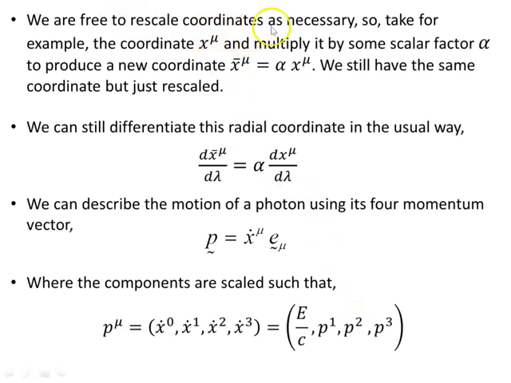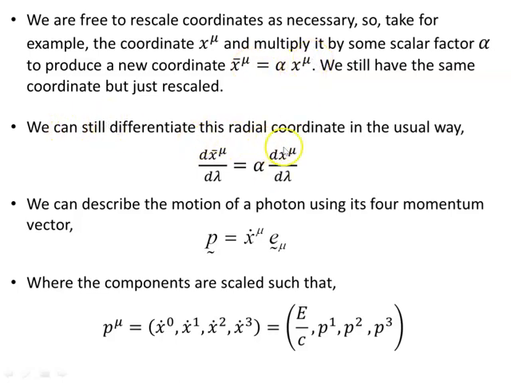Now we are free to rescale coordinates as necessary. So take, for example, the coordinate x mu and multiply by some scale factor alpha to produce a new coordinate x bar mu equals alpha x mu. Now we still have the same coordinate, but just rescaled. And having rescaled it, we don't necessarily need to continue to retain the bar at the top. We can simply call it x mu again, but just be aware, of course, that it's rescaled from a previous x mu.